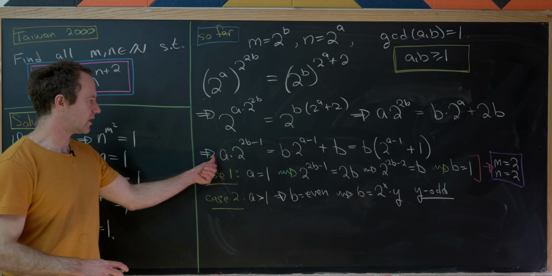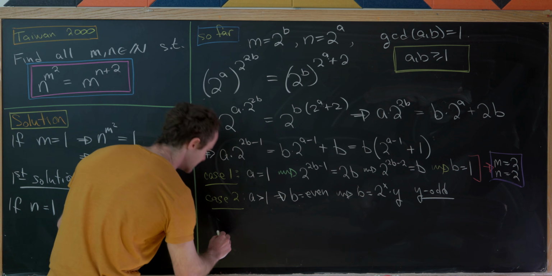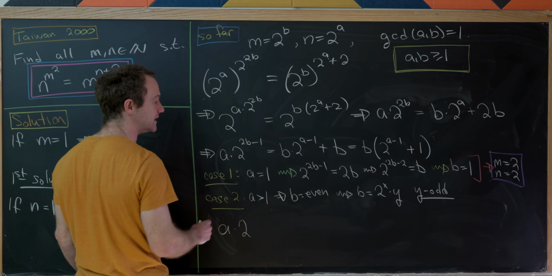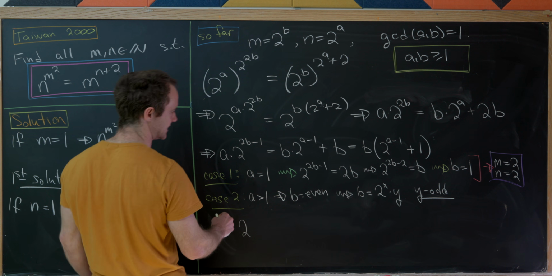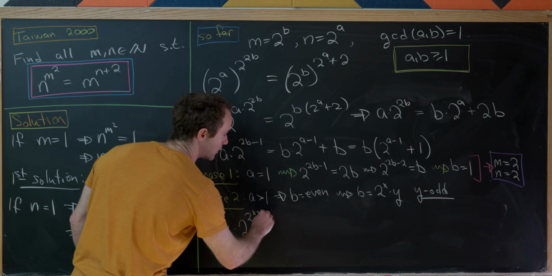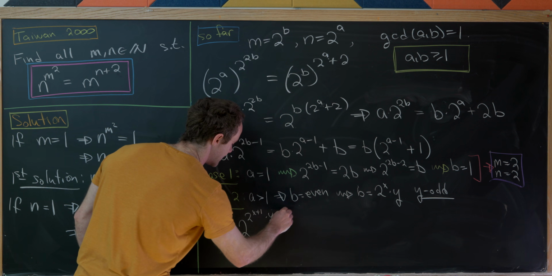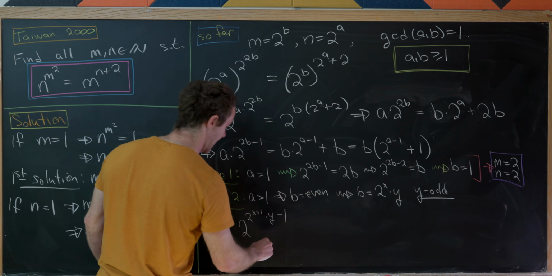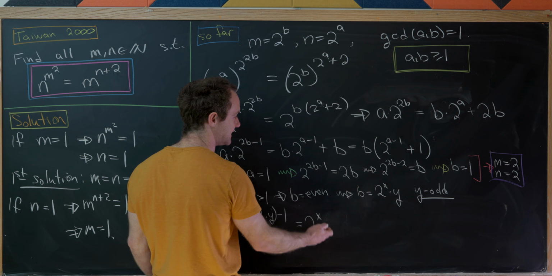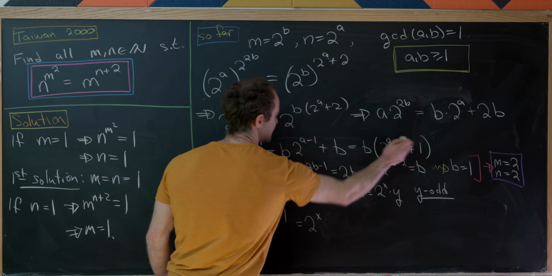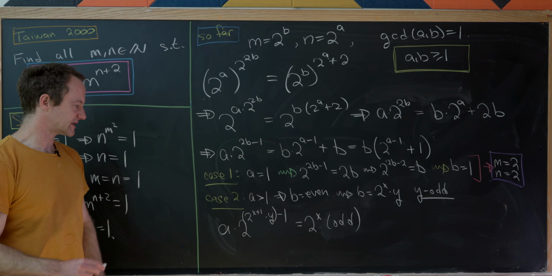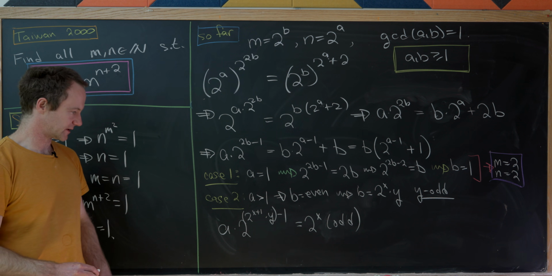Okay, so now let's plug that into our equation over here. So we have a times 2 to the, well, it's 2b minus 1. So let's see, that'll be something like this. 2 to the x plus 1 times y minus 1. And then that is equal to b, which is 2 to the x times y. Y is odd, so I'll just write y as an odd number. Okay, so we've got something like this going.